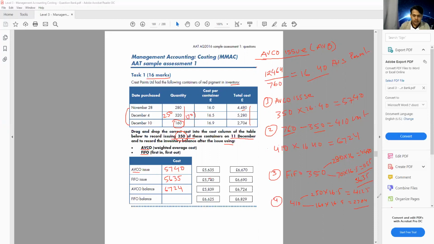So if I added that, 4125 plus 2704, that is 6829. I hope all the answers we have from the workings are here. So 5740, I have it here. 5635, I have it here. 6724, you can see it here. 6829, you can see it here.